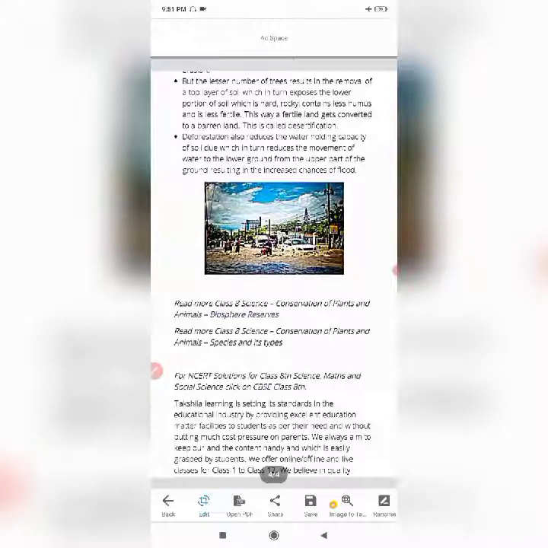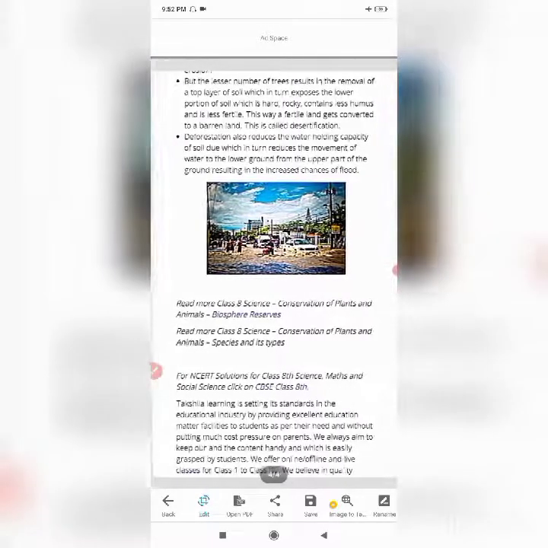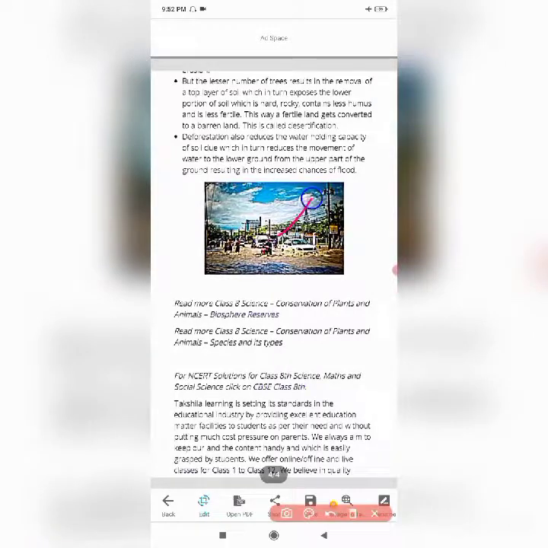but deforestation also reduces the water holding capacity of soil, due to which the movement of water from the upper ground to the lower ground is reduced, resulting in increased chances of flood. Okay, so next is the drought, flood. These are the other consequences.